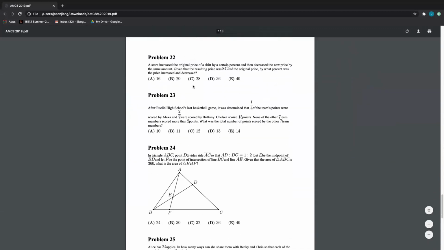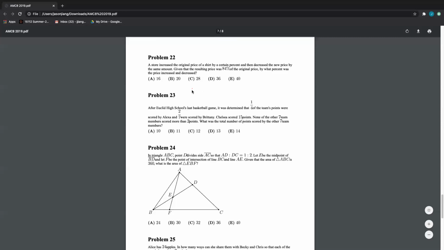Let's keep going. We've got a store which increased the original price of a shirt by a certain percent and then decreased the new price by the same amount. We're told that the resulting price was 84% of the original. So we want to know by what percent the price increased and decreased.